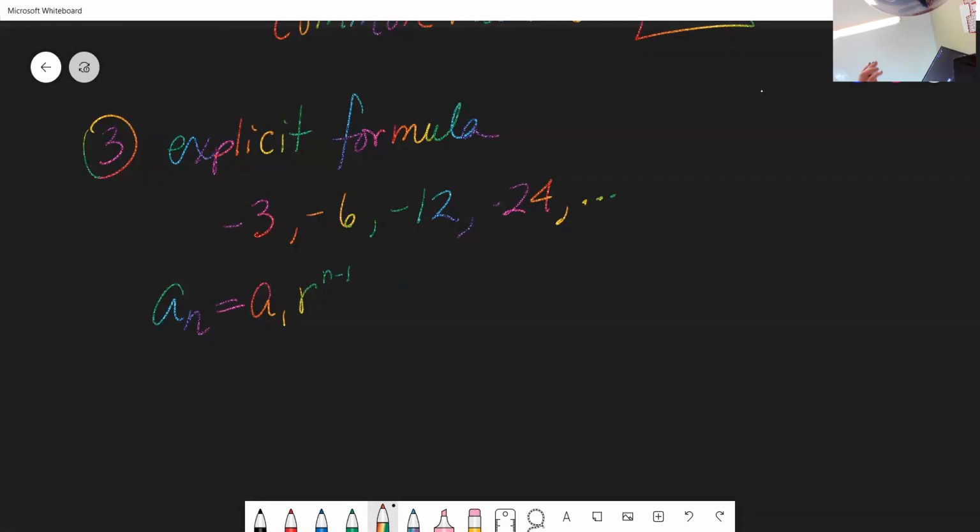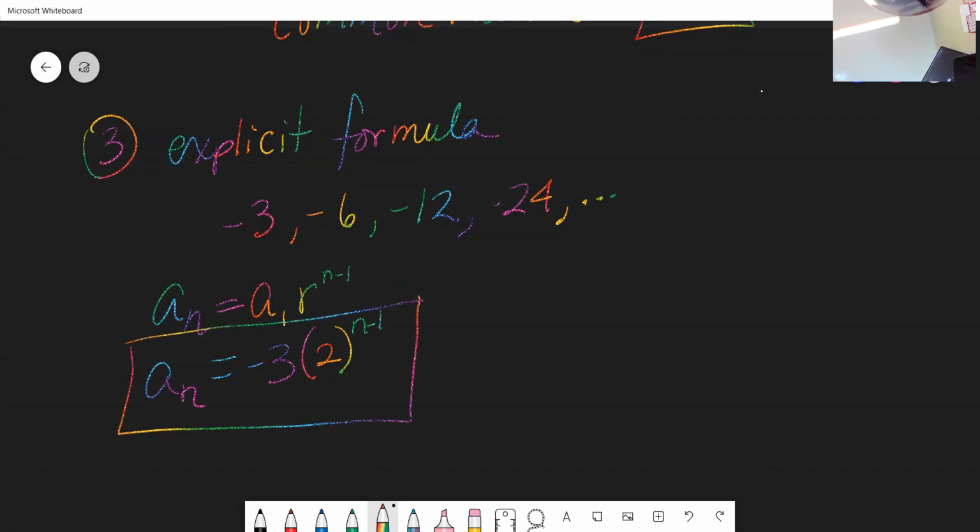All right. So A1 is -3. What's our ratio? 2. Yeah, because we don't know what N is at this point. So AN equals -3 times 2 to the power of the previous position, which is N minus 1. All right. That's it. We're done.